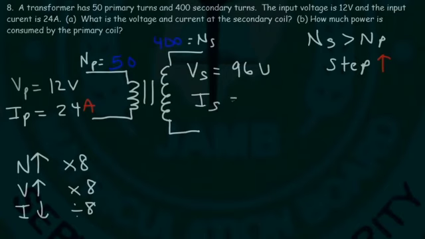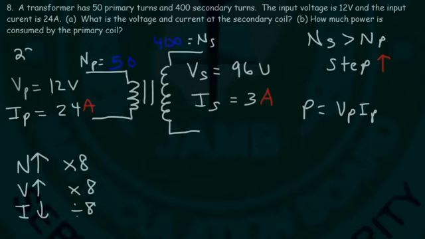And 24 divided by 8 is 3 amps. And let's make sure the power is the same, assuming it's an ideal transformer. So to calculate the power at the primary coil, the power is equal to Vp times Ip. So that's 12 volts times 24 amps.